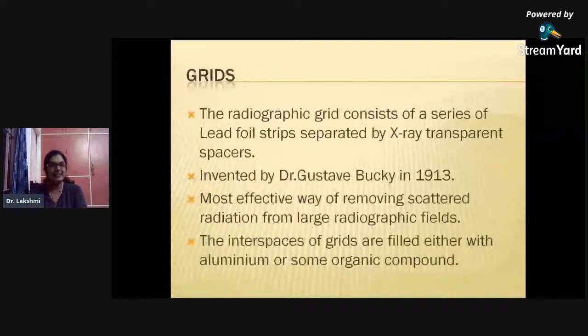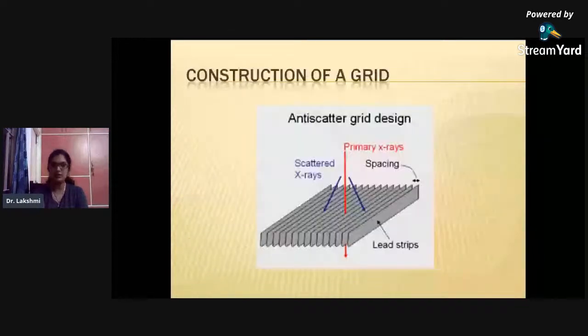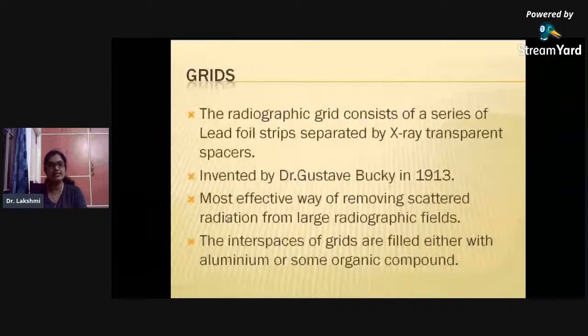What exactly is a grid? The radiographic grid consists of a series of lead foil strips separated by X-ray transparent spacers. It looks something like this. These are lead strips, the gray ones, and there is a gap over here. These gaps are filled by another material. It was invented by Dr. Gustav Bucky in 1913 and is the most effective way of removing scattered radiation from large radiographic fields. So the function of the grid is to remove scattered radiation. The interspaces of grids are filled either with aluminium or some organic compound.